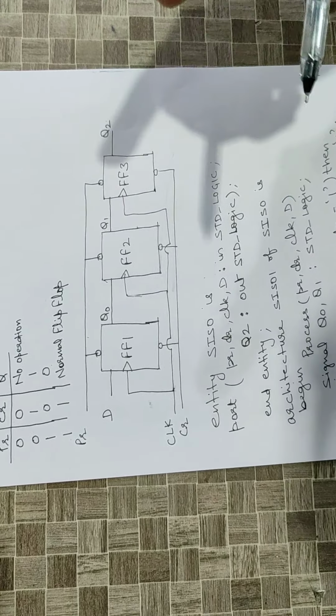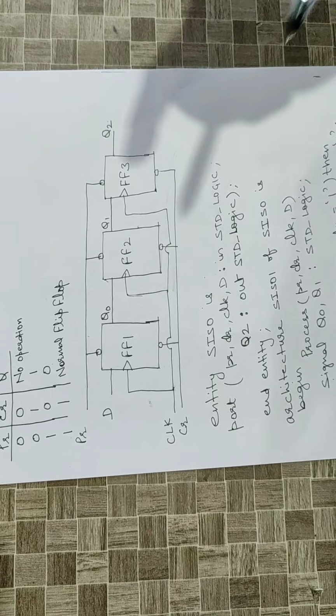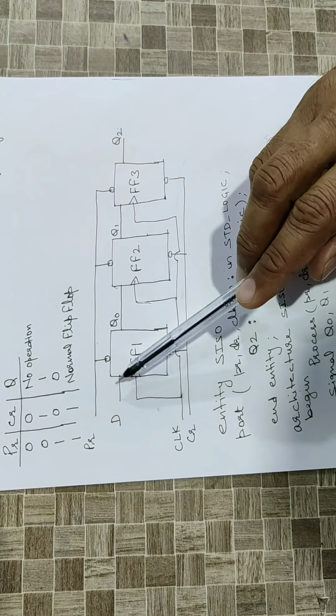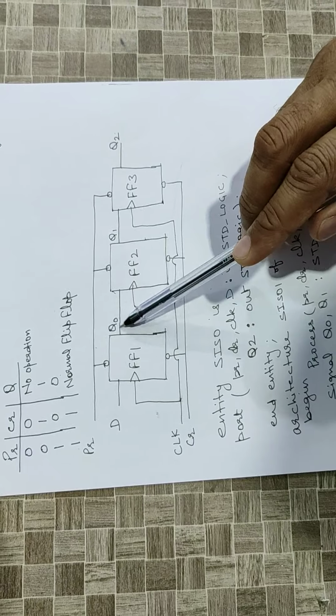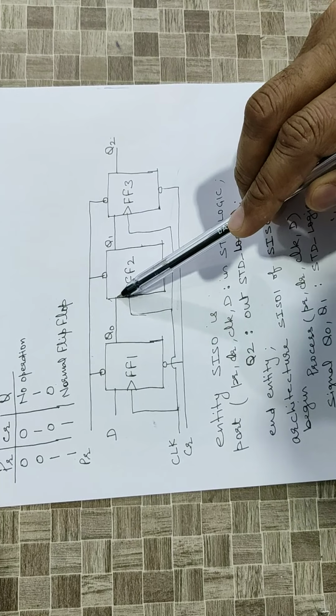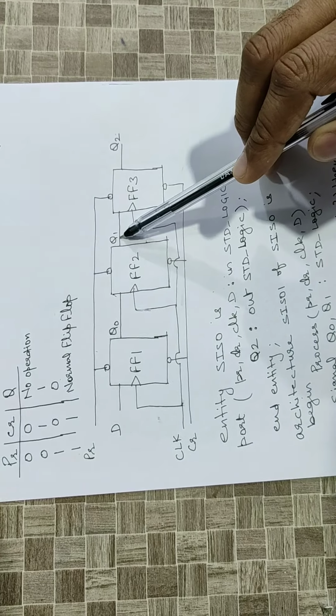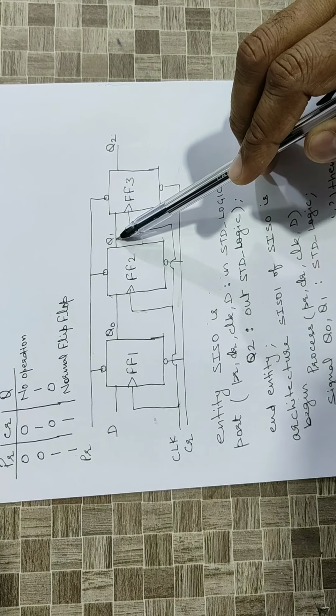After every transition from 0 to 1, I get the output from one flip-flop as input to another one, and that input goes as output to the next one for the next clock pulse.